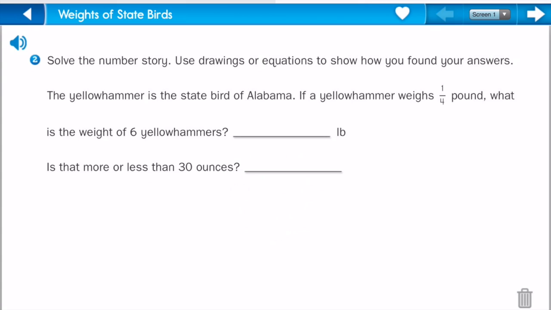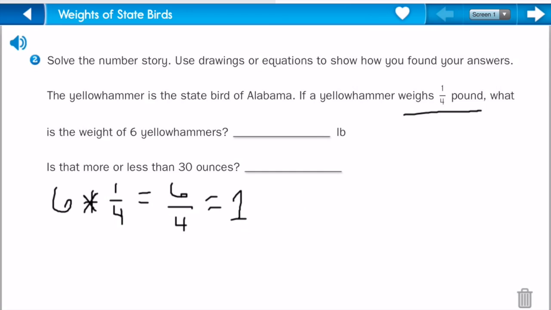So solve the number story. Use drawings or equations to show how you found your answers. The yellowhammer is the state bird of Alabama. If a yellowhammer weighs 1/4 of a pound, what is the weight of 6 yellowhammers? So what we're going to do is take 6, because that's how many yellowhammers we have, and multiply that times 1/4, because that's how much they weigh. So if we do that, we take 6 times 1, and we leave our 4 the same. We get 6/4, and then that is the same as what? Yes, it'd be 1 and 1/2.